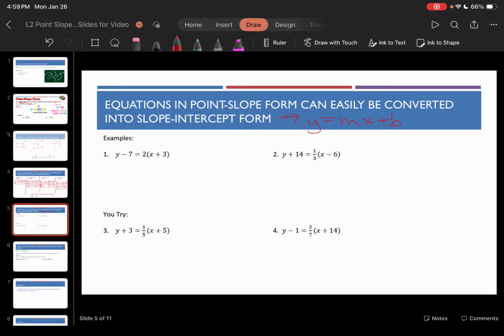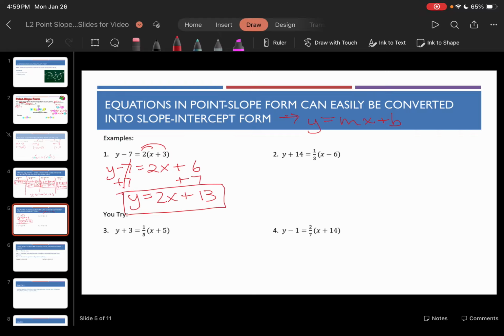Okay, so how do I get rid of these parentheses? We got to do that first. We do that by distributing. So you're going to distribute that 2 in. So the y minus 7 stays. 2 times x is 2x. 2 times 3 is 6. Now I've gotten rid of the parentheses, but I got to get y by itself. Y minus 7, the opposite operation is to add 7 to both sides, find its like term. It's with the 6, so y is equal to 2x plus 13.